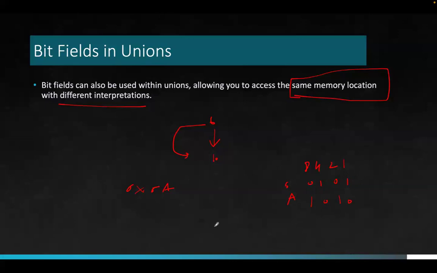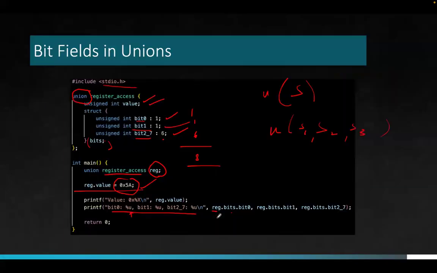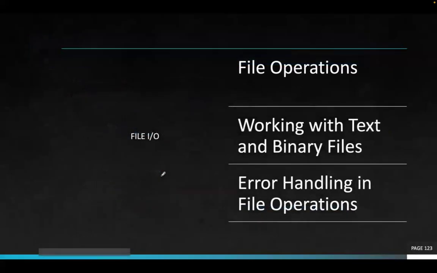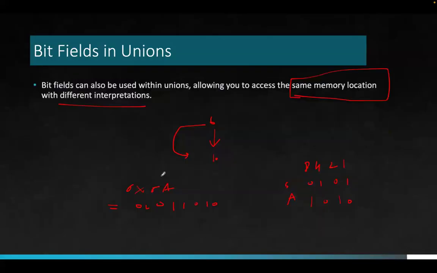So if you further divide this 5a, 5 means 0101, and a is 1010. Now, if you read the structure, bit 0 should hold 1 bit, bit 1 holds 1 bit, bit 2 holds 6 bits. So how many bits are there here? 1, 2, 3, 4, 5, 6, 7, 8. 8 bits are there.